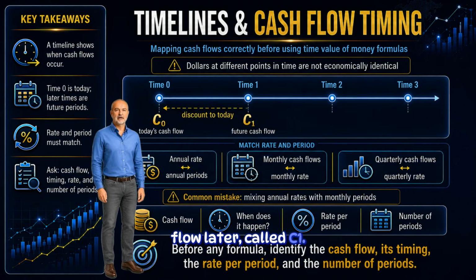On a basic timeline, we may have a cash flow today called C0 and a cash flow later called C1. C0 is already measured in today's dollars. C1 is not. To compare it with today's dollars, we need to discount it. So, before using any formula, pause and ask, what is the cash flow? When does it happen? What is the rate per period? How many periods are involved?